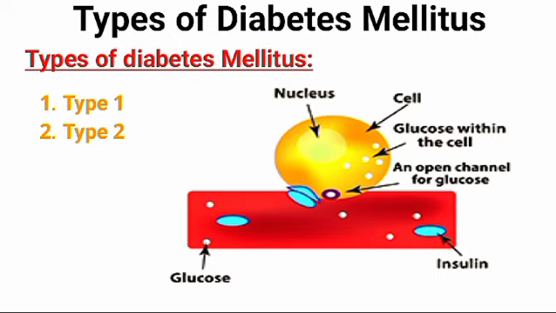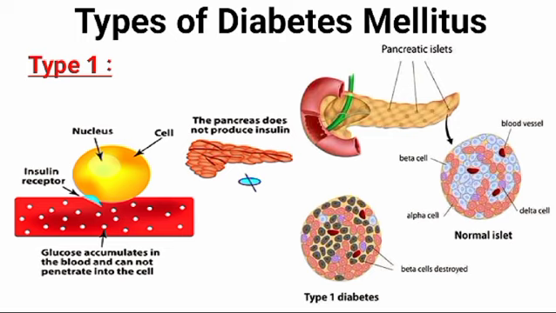Diabetes describes a group of metabolic diseases in which the person has high blood glucose either because insulin production is inadequate or because the body's cells do not respond properly to insulin or both. The two common types of diabetes are number one, type 1, and number two, type 2 diabetes. Let's discuss the mechanism of type 1 diabetes.